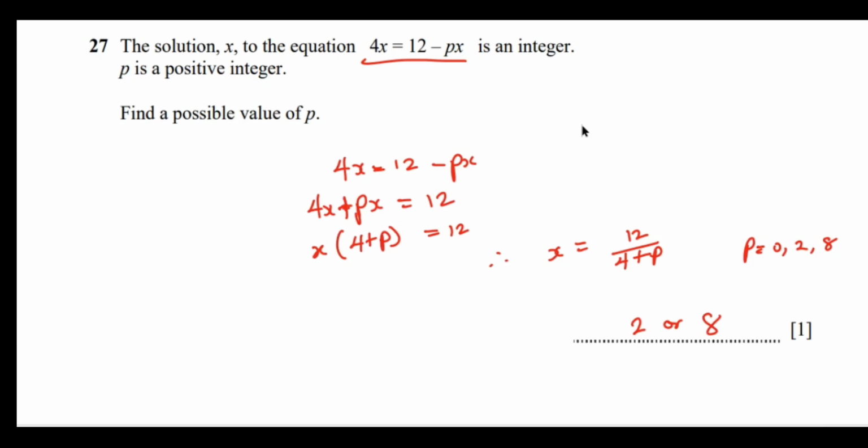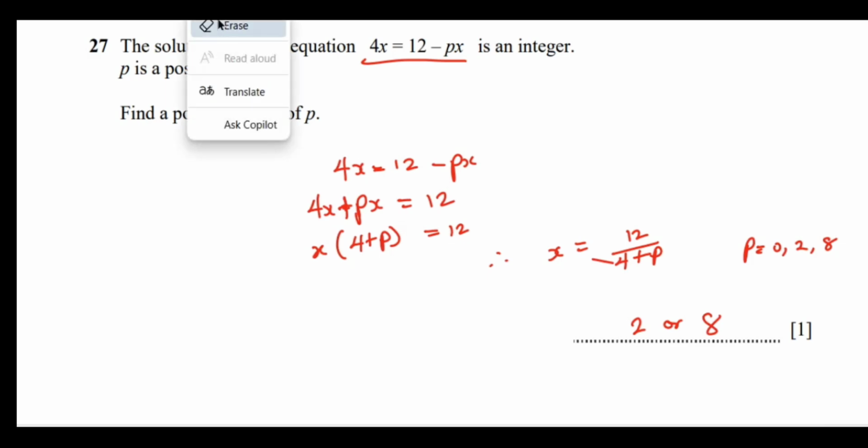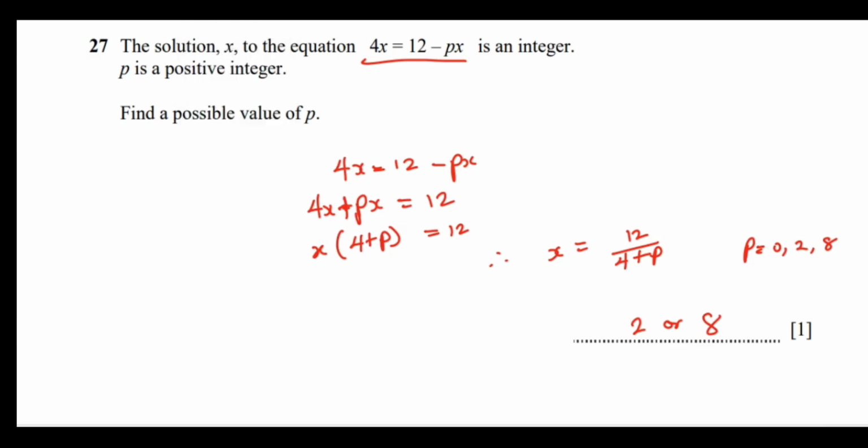Now they say that p has to be positive. So which positive number can we put in place of p in order for us to have x as an integer? Remember they say p has to be a positive integer also. So p can be 2, because when you put 2 here, you have 4 plus 2, which gives you 6. 12 divided by 6 gives you a whole number. Or 8, which is 4 plus 8, which is 12. 12 divided by 12 gives you a whole number. So these are the two values p can be in order to get x as an integer.